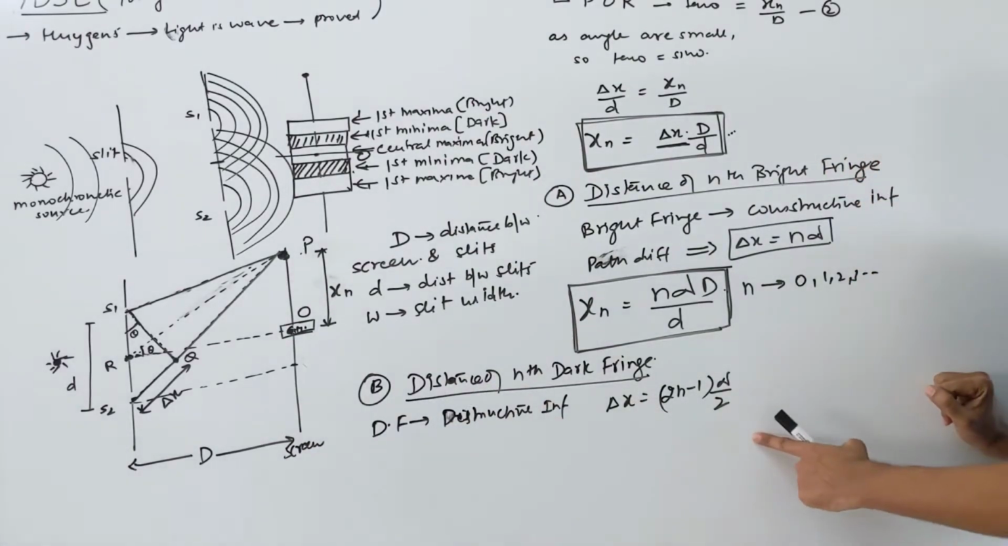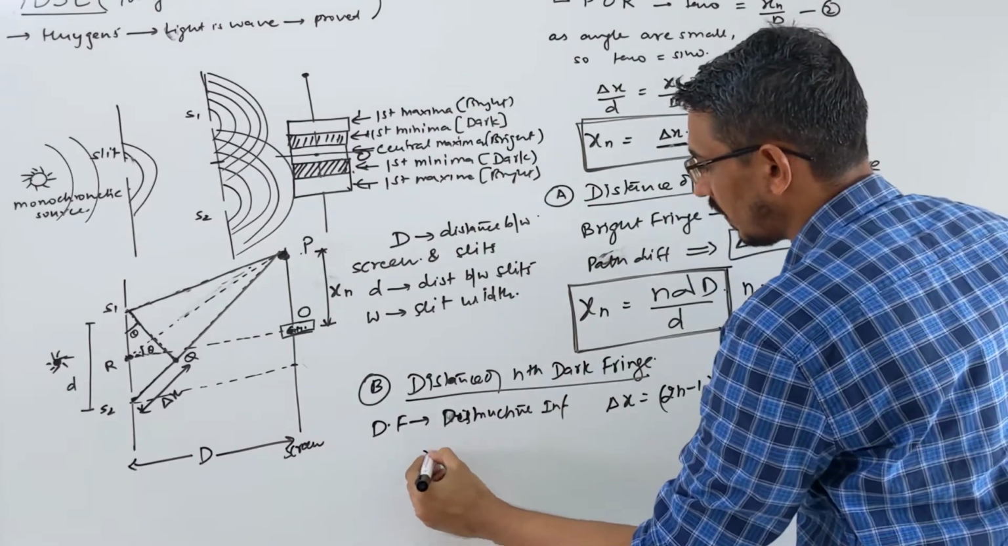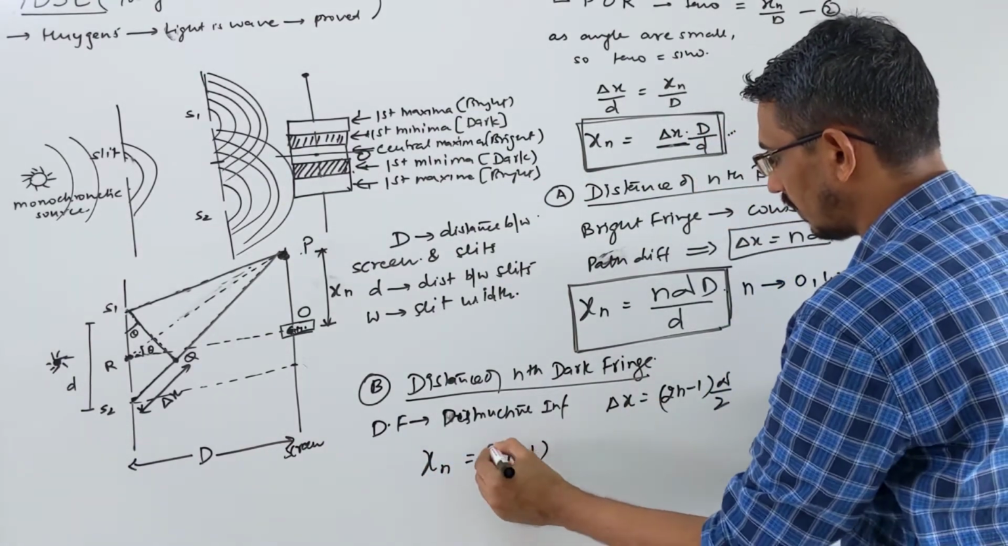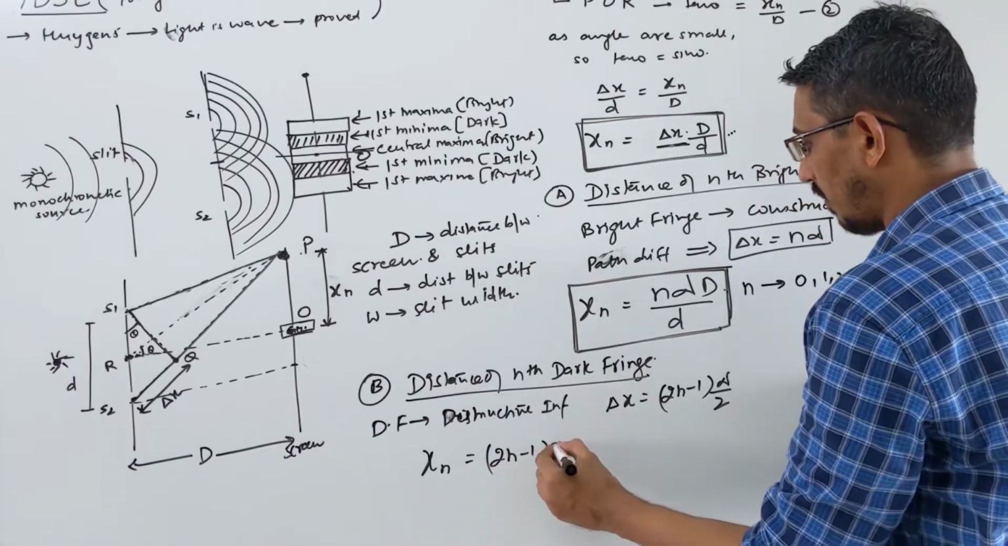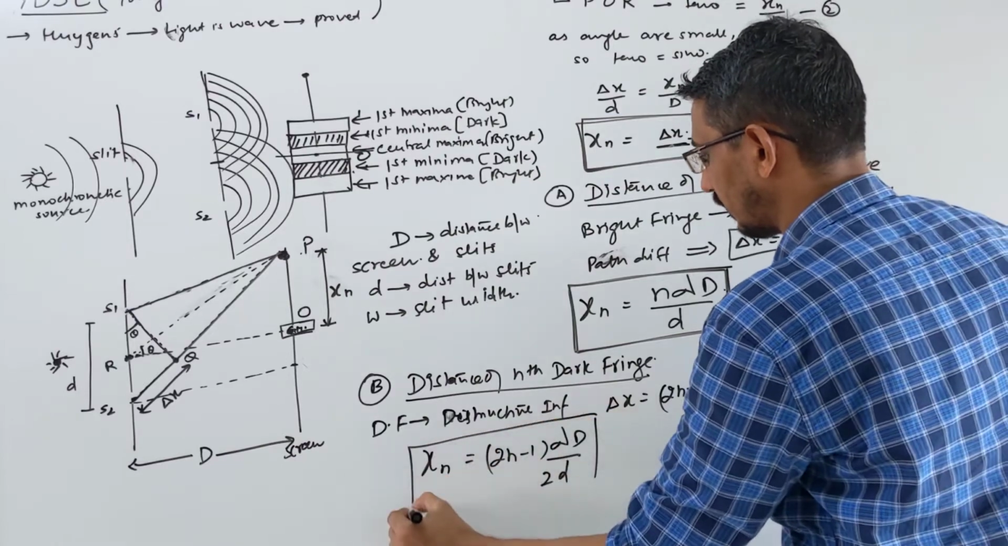This should be your path difference for dark, so you put this value here. That's your answer for the distance of the nth dark fringe. Putting this value, we get (2n minus 1) lambda D by 2d. That will be your answer.